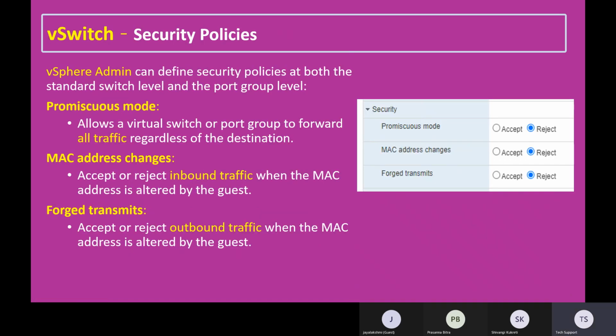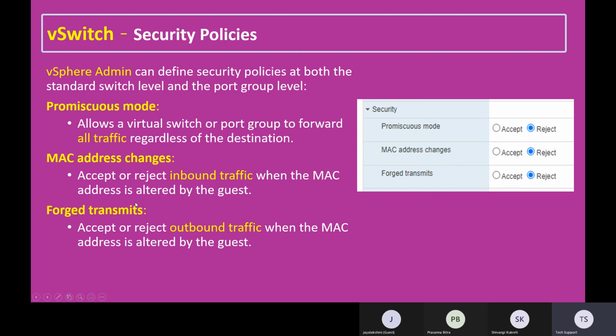Switch security policies. Just now we discussed the three options, right? Promiscuous, MAC address changes, and forged transmits. I have given the notes here. A vSphere admin can define security policies at both the standard switch level and the port group level. Promiscuous mode allows a virtual switch or port group to forward all traffic regardless of the destination. So whatever it is from source to destination, if you want to analyze it, you can enable this promiscuous mode option. And MAC address changes can be either accept or reject.